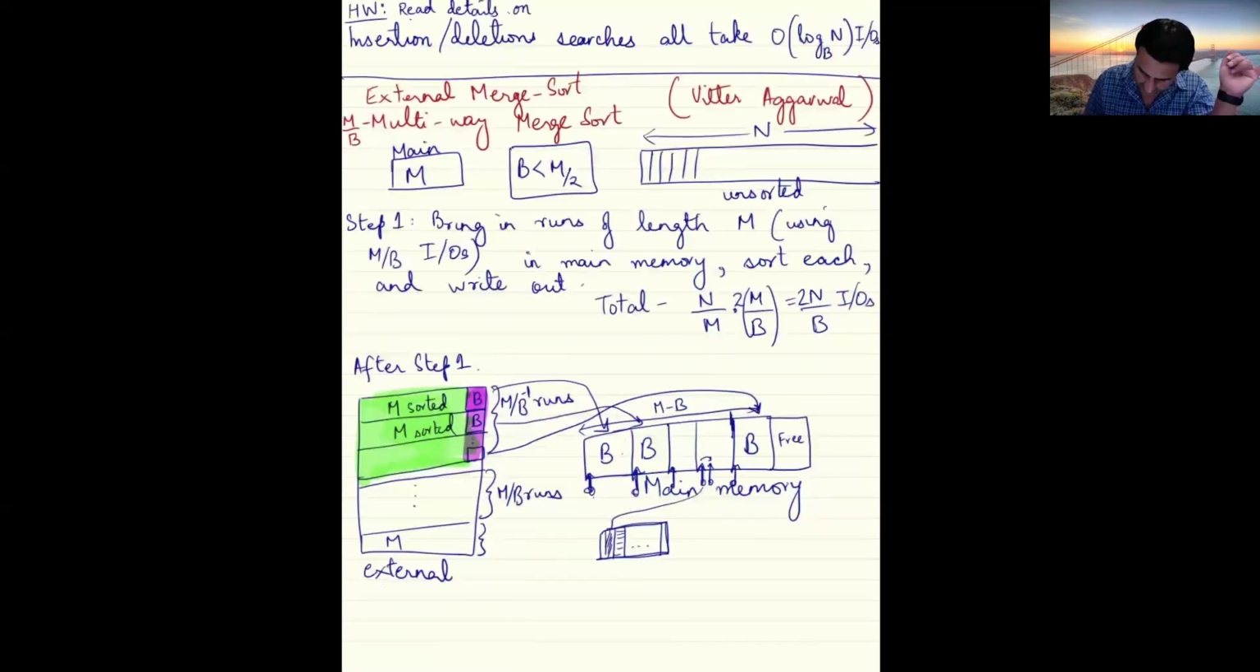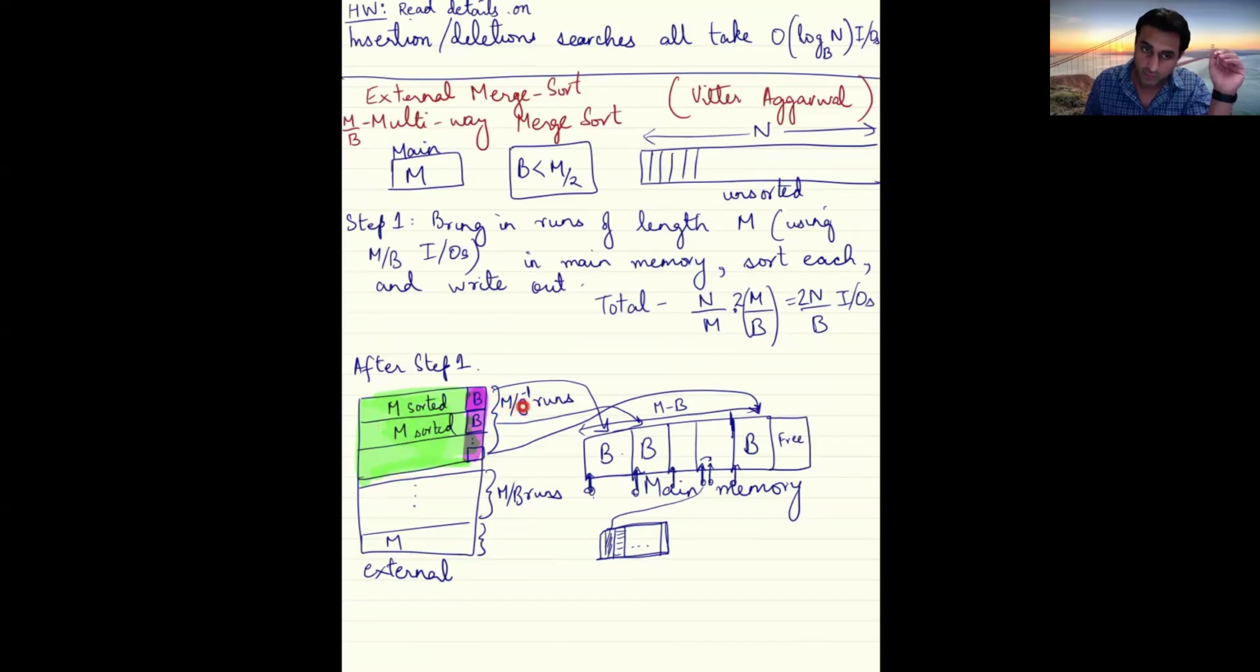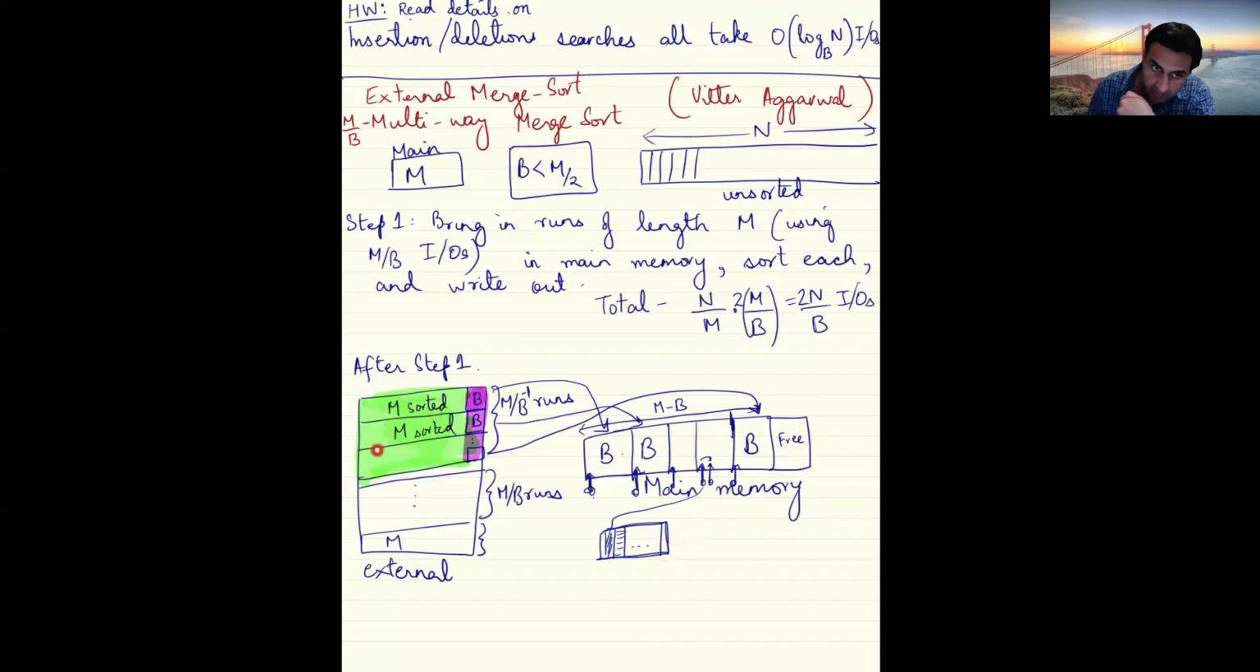How do I do that? I took in the first m over b runs, right? So that total green space is m times m over b. So that's m squared over b. And I'll merge all of these runs in one shot, by this algorithm that I just mentioned. I bring in the first block of these m over b runs, have a free block. I keep writing out these blocks, and I'll stop when I have exhausted all of those elements in the green space.